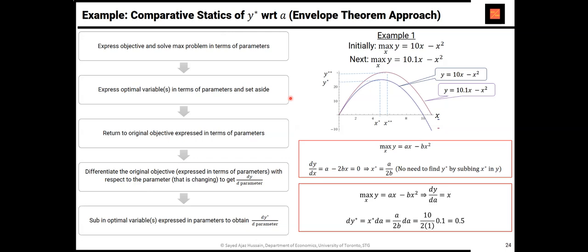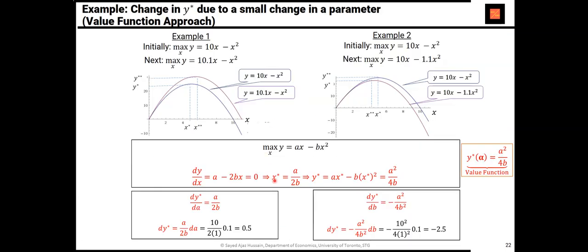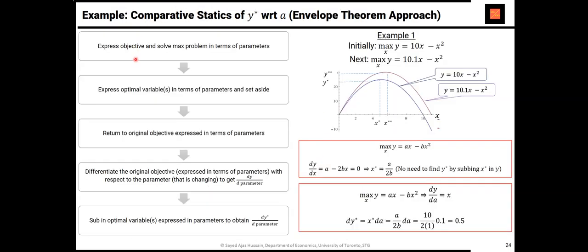And I stress this because what you're not doing here is subbing x star back in the y function to get y star. That's not what you're doing here. You simply go back to the original function expressed in terms of a's and b's. You take that original y function, not y star, the original y function, and you differentiate that with respect to the parameters changing. Once you do this, whatever you see, if you see x on the right side, you express as x stars, and then you would get the change in y star due to change in parameter. Let's follow the steps one more time.